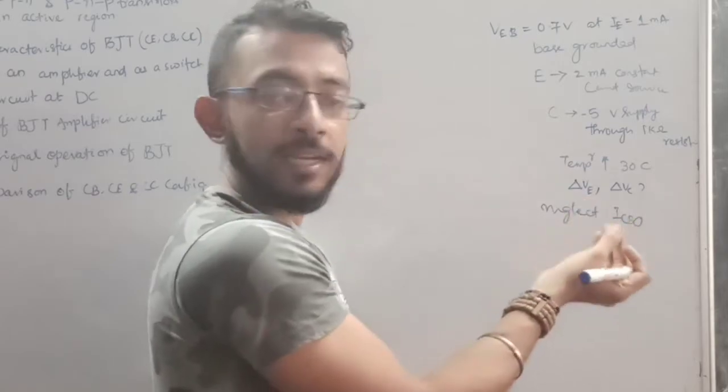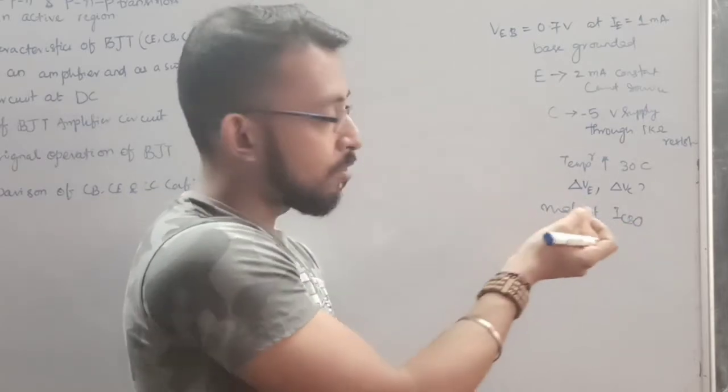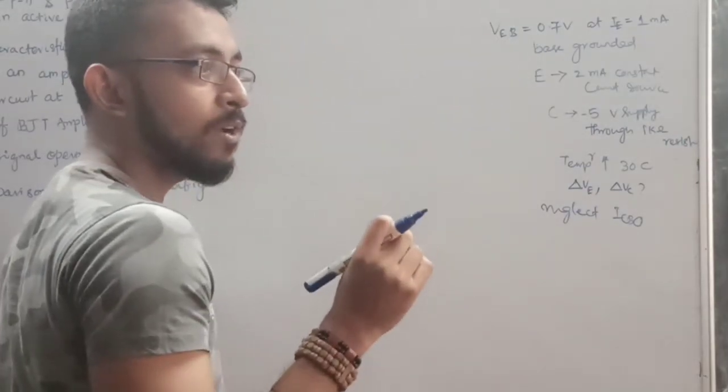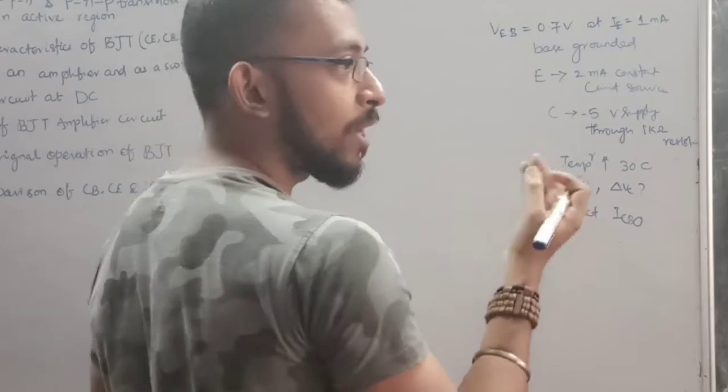There are lots of things that are given in the question. It means there is no leakage current, because of minority charge carriers there is no current, that is ICBO. Here the base is grounded. Each and every term is important. For that you have to understand what is given in the question.